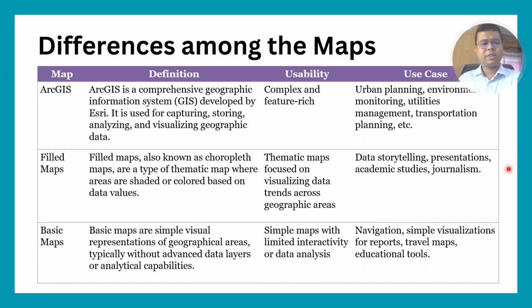So where can we use it? Once again, for urban planning, environmental monitoring, utilities management, and transportation planning. ArcGIS is very complex, but its applications are vast, right? And the filled map chart is used for storytelling, presentations, academic studies, and journalism. For journalism purposes, we can use the filled map chart. On the other hand, the basic map chart is a very simple visualization for reports, right? Okay.